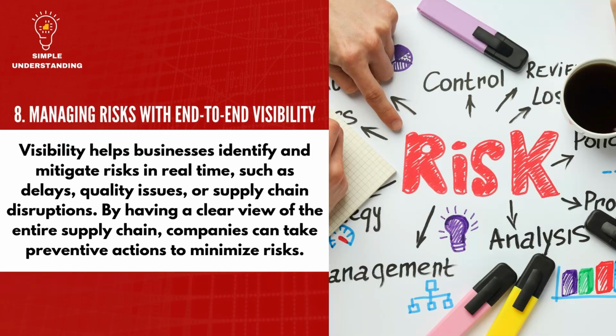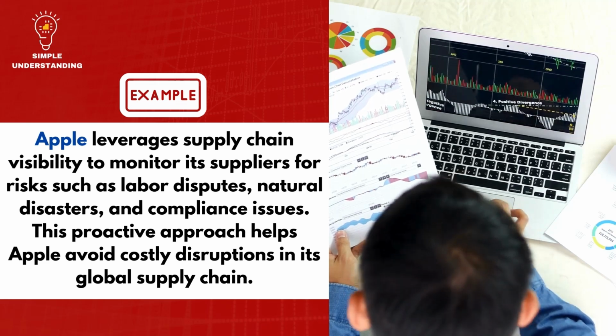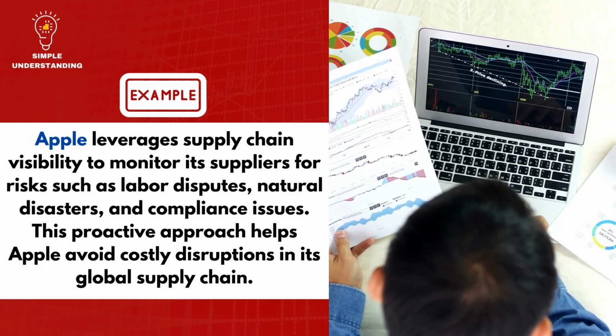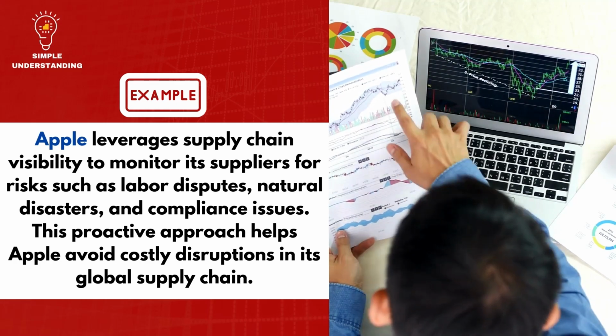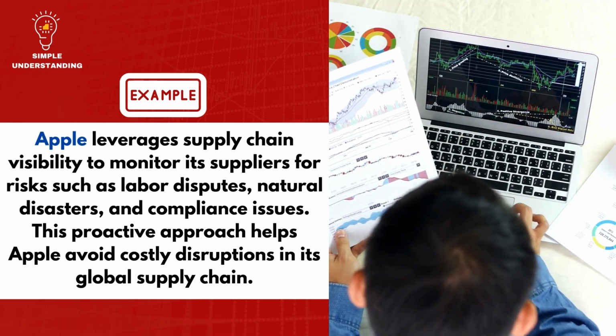Managing risks with end-to-end visibility. Explanation: Visibility helps businesses identify and mitigate risks in real time, such as delays, quality issues, or supply chain disruptions. By having a clear view of the entire supply chain, companies can take preventive actions to minimize risks. Example: Apple leverages supply chain visibility to monitor its suppliers for risks such as labor disputes, natural disasters, and compliance issues. This proactive approach helps Apple avoid costly disruptions in its global supply chain.